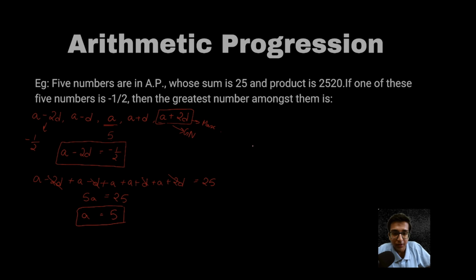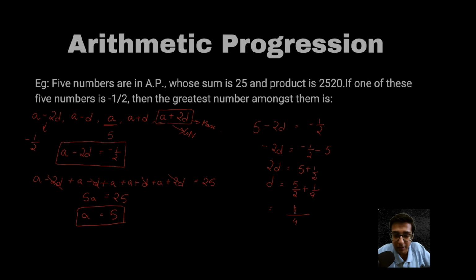So if we use this value of A in this equation, then we would get 5 minus 2D is equal to minus half. Minus 2D would be equal to minus half minus 5. 2D would be equal to 5 plus half, and D would be equal to 5 by 2 plus 1 by 4. Let us solve this more. We would get 4 as the LCM, and 11 by 4 as the common difference.